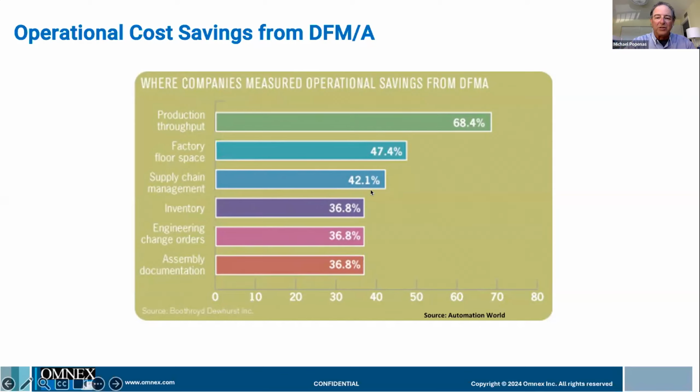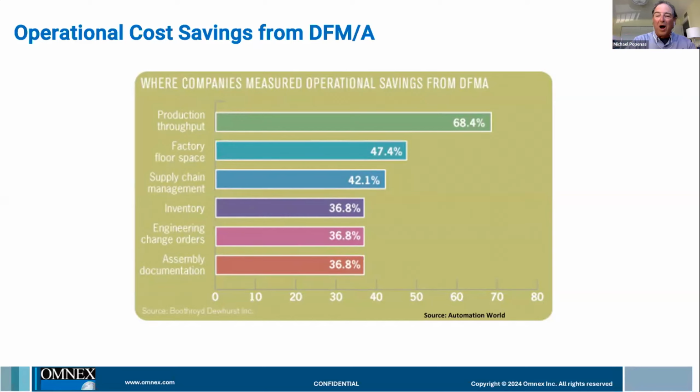opportunity. How about supply chain management? 42% reduction opportunity there. Inventory, just carrying costs of the parts, about 37% reduction opportunity. And change orders, yes. Think about if you're in product development, where are you spending your time? Engineering change orders, or are you designing new cool stuff?